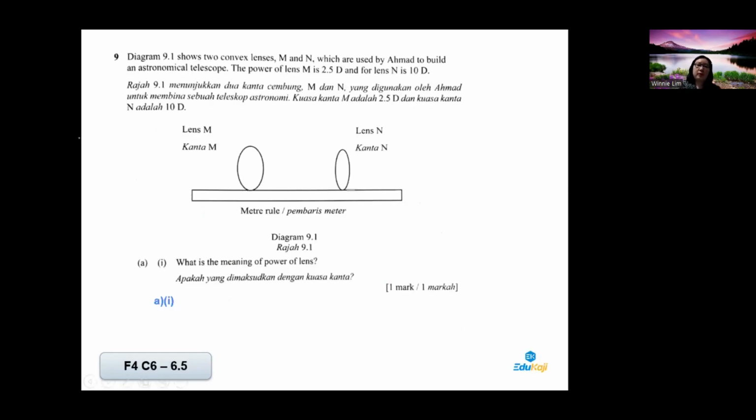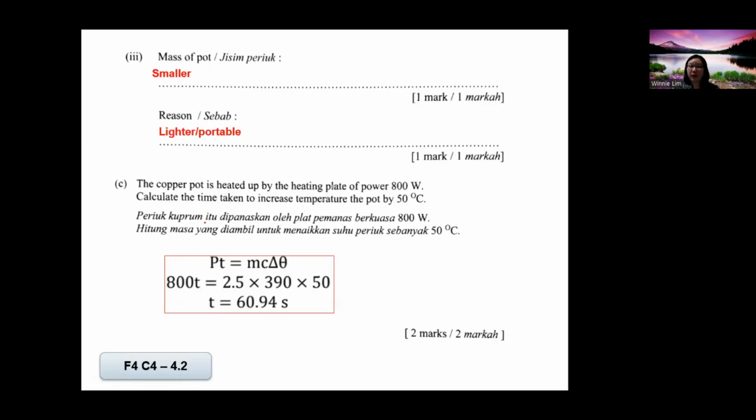So we are done with the structured questions. So we proceed with the essay question.